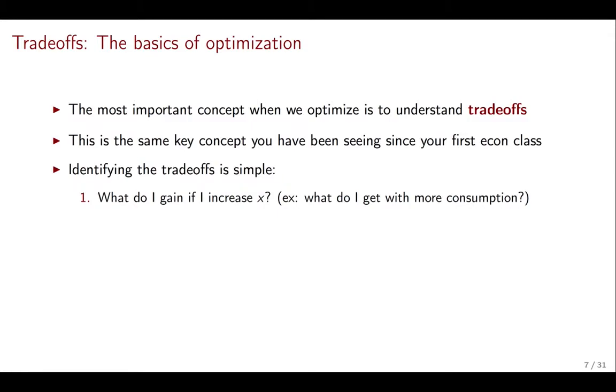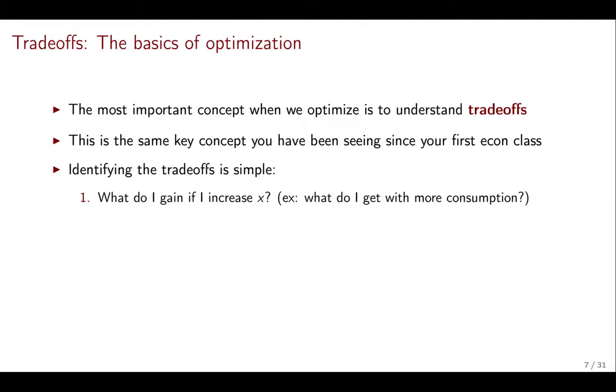And identifying the trade-offs is generally very simple and something we shouldn't overlook. The fact that it's easy to do actually means that this has a lot of value for us. It's something that we can do quickly, but it's something that's going to inform us for how we should tackle the problem. And so the first thing you do is, what do I gain if I increase x? From our previous video, we remember x is like this standard value for a variable that you're choosing. So an example is, what do I get with more consumption?